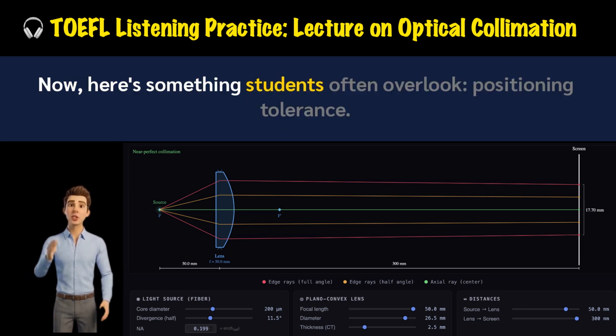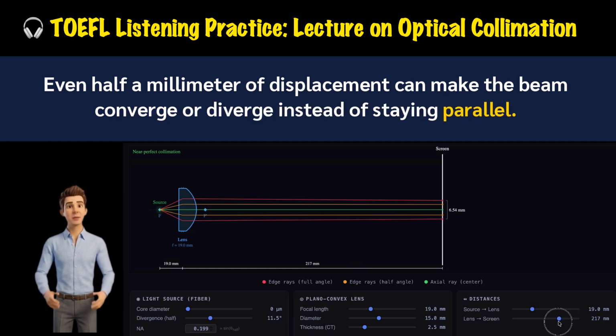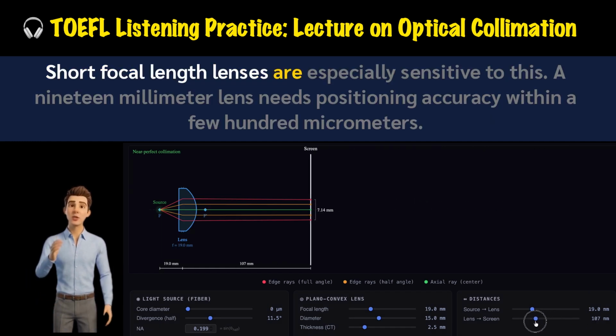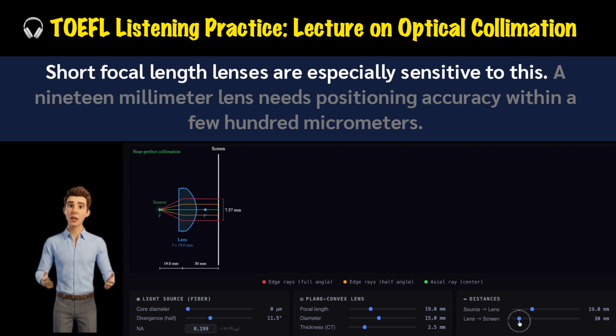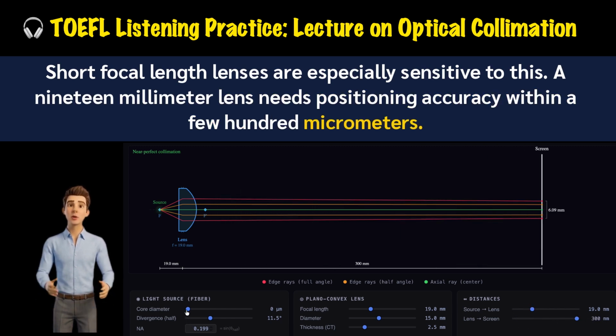Now, here's something students often overlook. Positioning tolerance. Even half a millimeter of displacement can make the beam converge or diverge instead of staying parallel. Short focal length lenses are especially sensitive to this. A 19mm lens needs positioning accuracy within a few hundred micrometers.